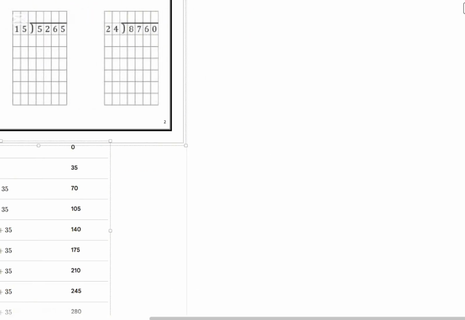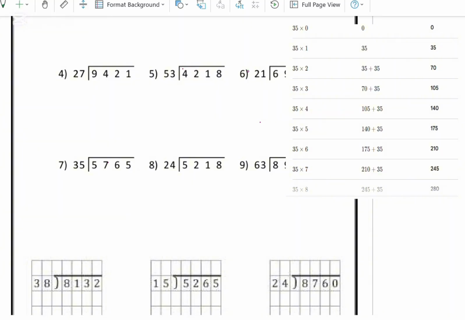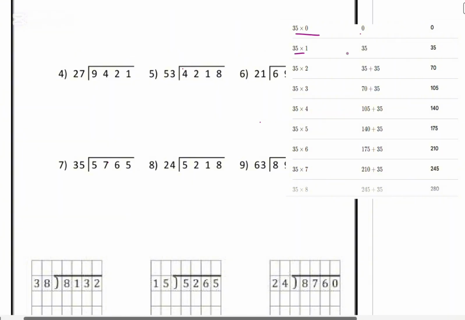So as you see here, look here, I got 35 times 0, which is 0, 35 times 1, which is 35, 35 times 2, which is 70, which is 35 plus 35, which is 70, and also 35 times 3, it's going to be 105, which is the previous product of 35 times the previous number. You will add 35 to it, so you're going to have the next product, inshallah, as you see.